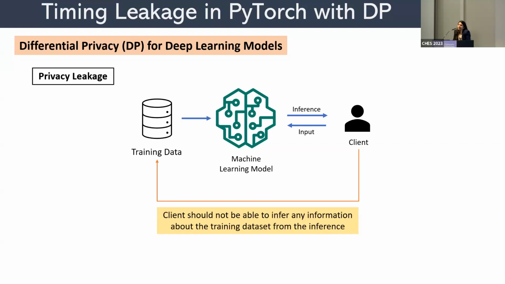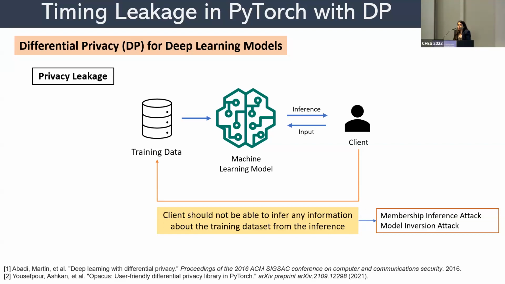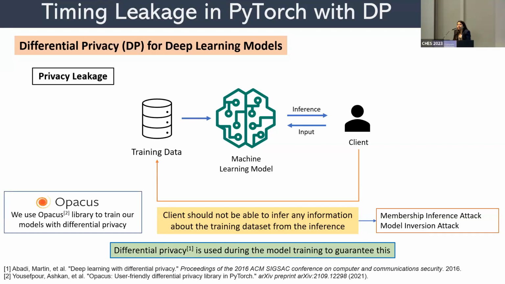And if it's able to, there are multiple kinds of attacks possible, called membership inference or model inversion attacks, where the client tries to infer information about the training data. So in this scenario, differential privacy is used to train the model to guarantee that the client can access no information about the training data. In differential privacy, certain noise is added to the model parameters of the trained model such that there's no leakage from the output of the model.